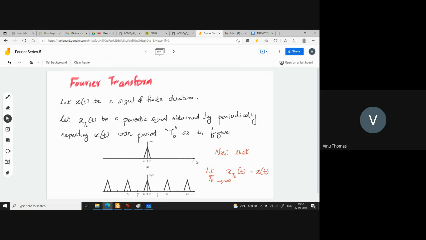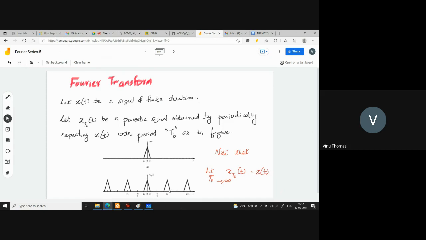This is time. And now let us form a periodic signal x t0 of t, which is obtained by periodically repeating x of t with a period t0. So this is t0. We will go on repeating this from minus infinity to plus infinity. This periodic signal you can call x t0 of t. You have to observe that the limit t0 tending to infinity of x t0 of t is equal to x of t.